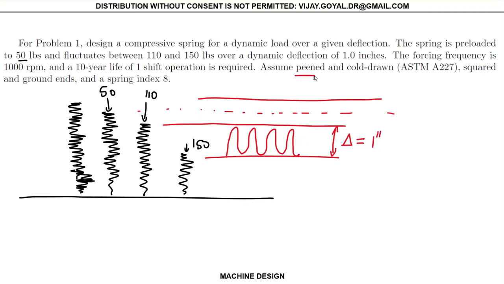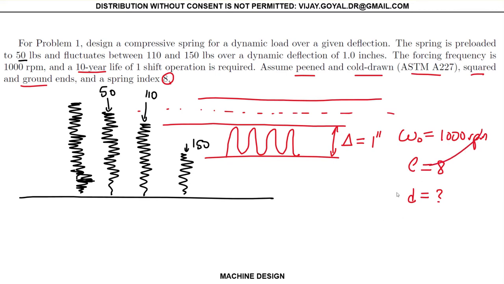The problem is telling me the material is cold drawn, and the ends are squared and ground. This is for stability purposes, and we are starting with spring index 8. We know that your exciting frequency is 1000 RPM, and an expected life of 10 years for one shift operation is required, and C is equal to 8. Basically what we want to do is find the D. So the best approach in this type of problem is to go for an initial guess.